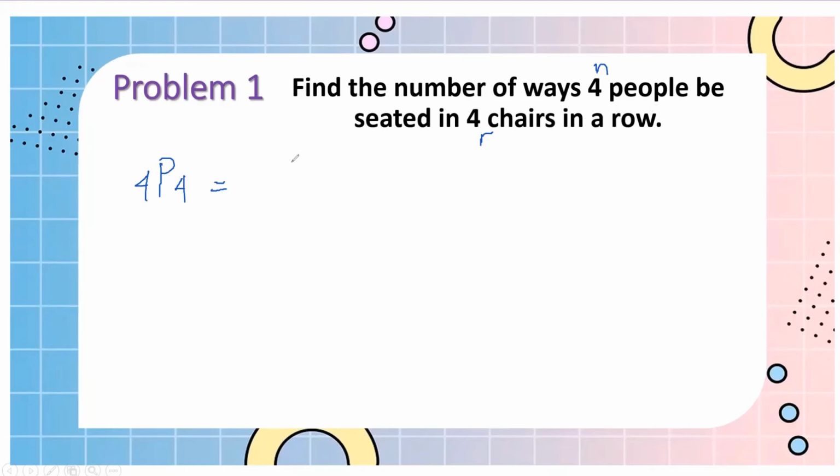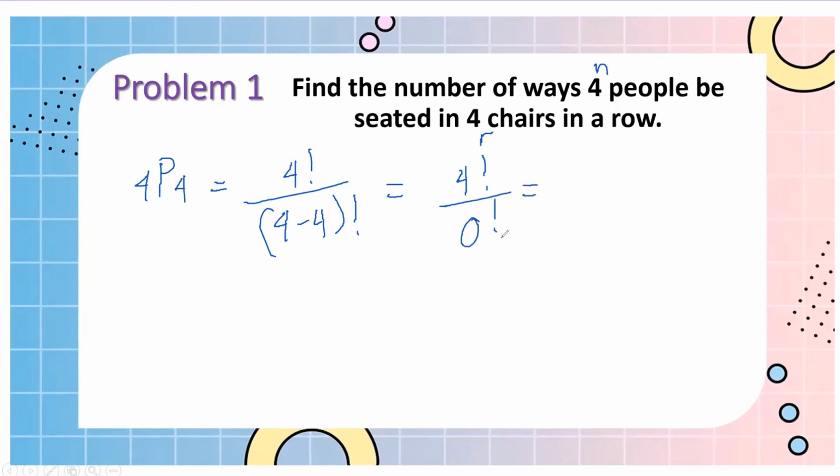It's like 4 factorial over 4 minus 4 factorial, which is the same as 4 factorial over 0 factorial. Sige, if you don't have calculator, you have to learn this. Now, take note, 0 factorial is always 1. Try to press that in your calculator. 0 factorial is always 1. Kaya ang mangyayari dito, it's 4 factorial na lang kasi ito magiging 1, right?